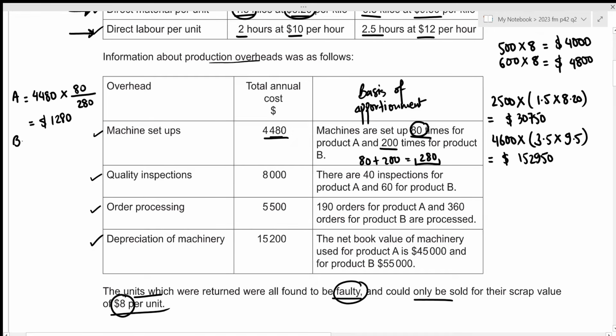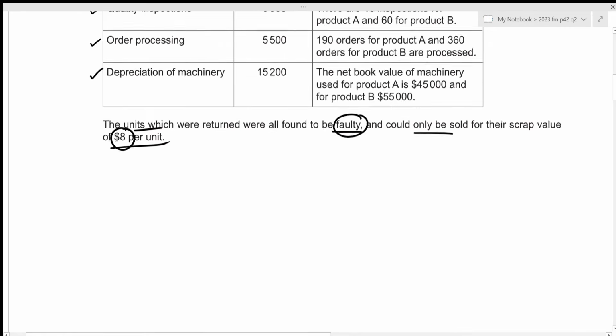Now we repeat the same process for product B. So we again start with our total cost and we utilize our fraction. So the number of setups for product B is 200. And we just divide it by the total number of setups, which is 280, which results in the machine setups cost for product B to be 3,200. Okay, these two are for our machine setups. Let's write it down.